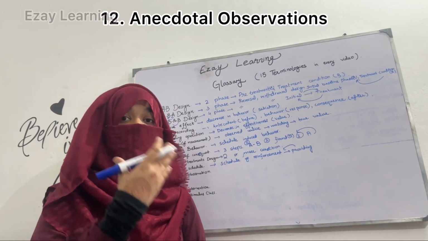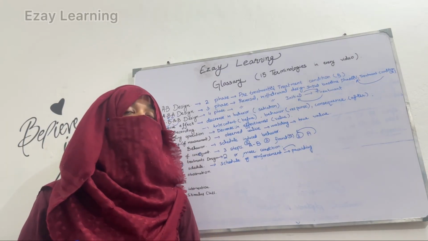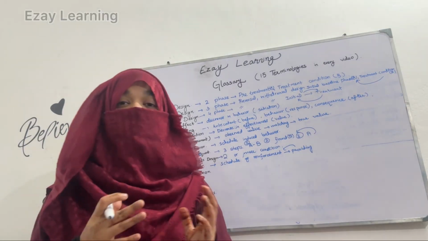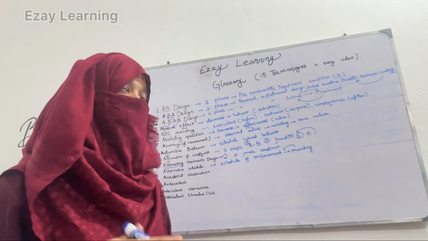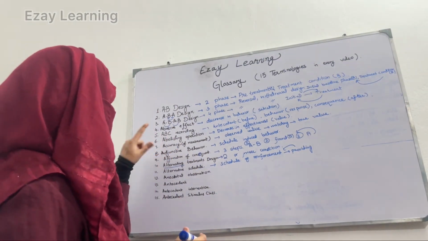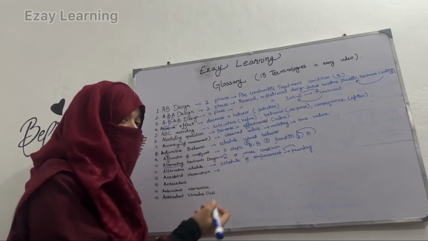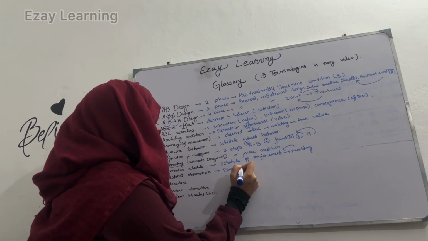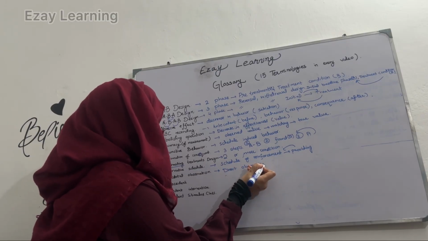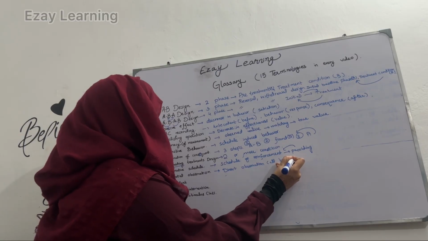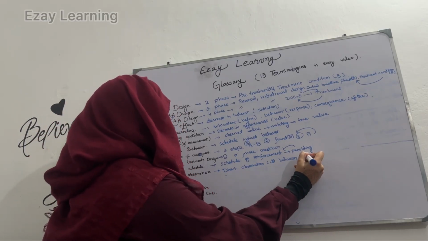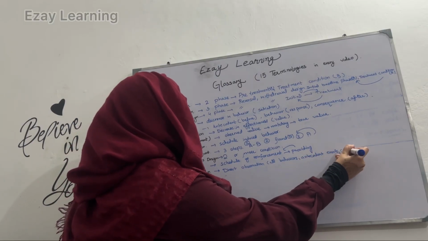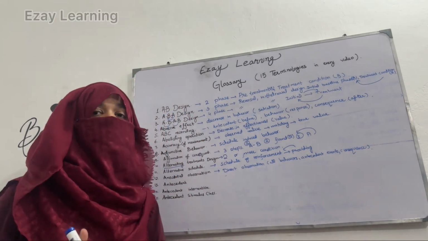Anecdotal observation is a form of direct observation in which the observer records all the information in detail. It may include multiple antecedent events, all the behavior, and the sequence of behavior, all in the natural environment. Also called ABC recording. So anecdotal observation is also known as ABC recording, but this is basically direct observation of all behaviors of interest, antecedent events, and consequences. So it's basically the same as ABC recording.